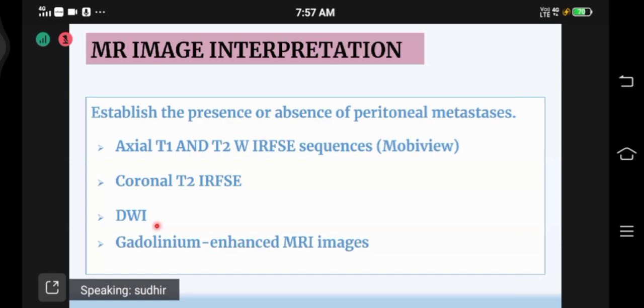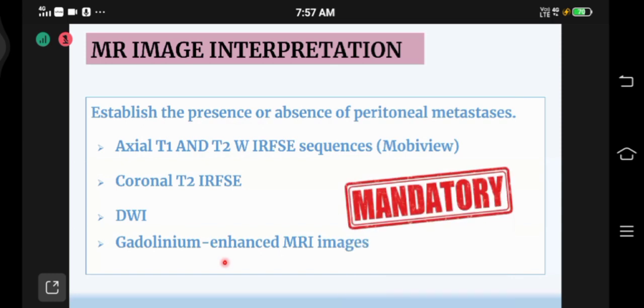Then the next sequence, like any other contrast study, is the gadolinium enhanced MR images. Then we do a standard triple phase followed by 5 minutes post contrast scans for peritoneal imaging. Again, just to tell everyone, these are all mandatory sequences for a good peritoneal MR imaging.